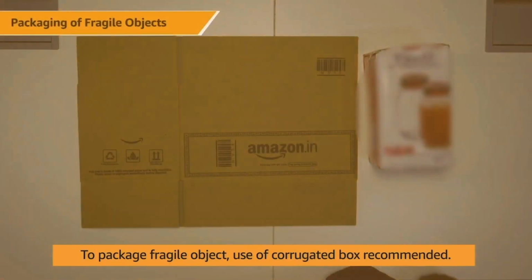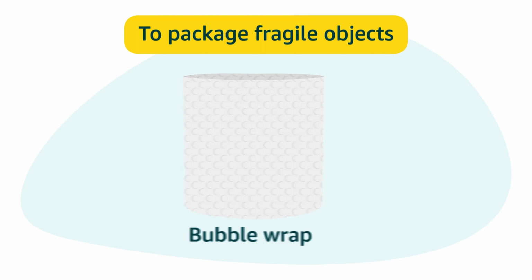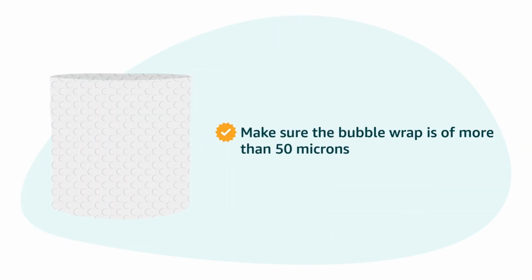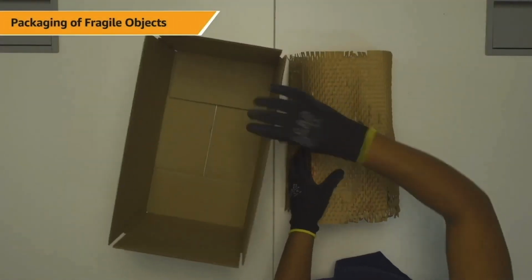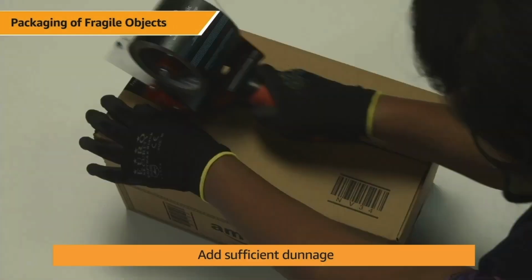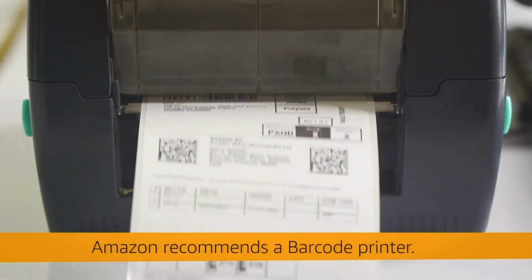To pack fragile objects, use of corrugated boxes is recommended. It is always better to first wrap the fragile product with bubble wrap or paper dunnage. It is recommended for the bubble wrap to be of more than 50 microns. Alternatively, you can choose to use the hive wrap at the end if you want to make sure to use sufficient dunnage. It is recommended to have a dedicated barcode printer to print shipping labels.